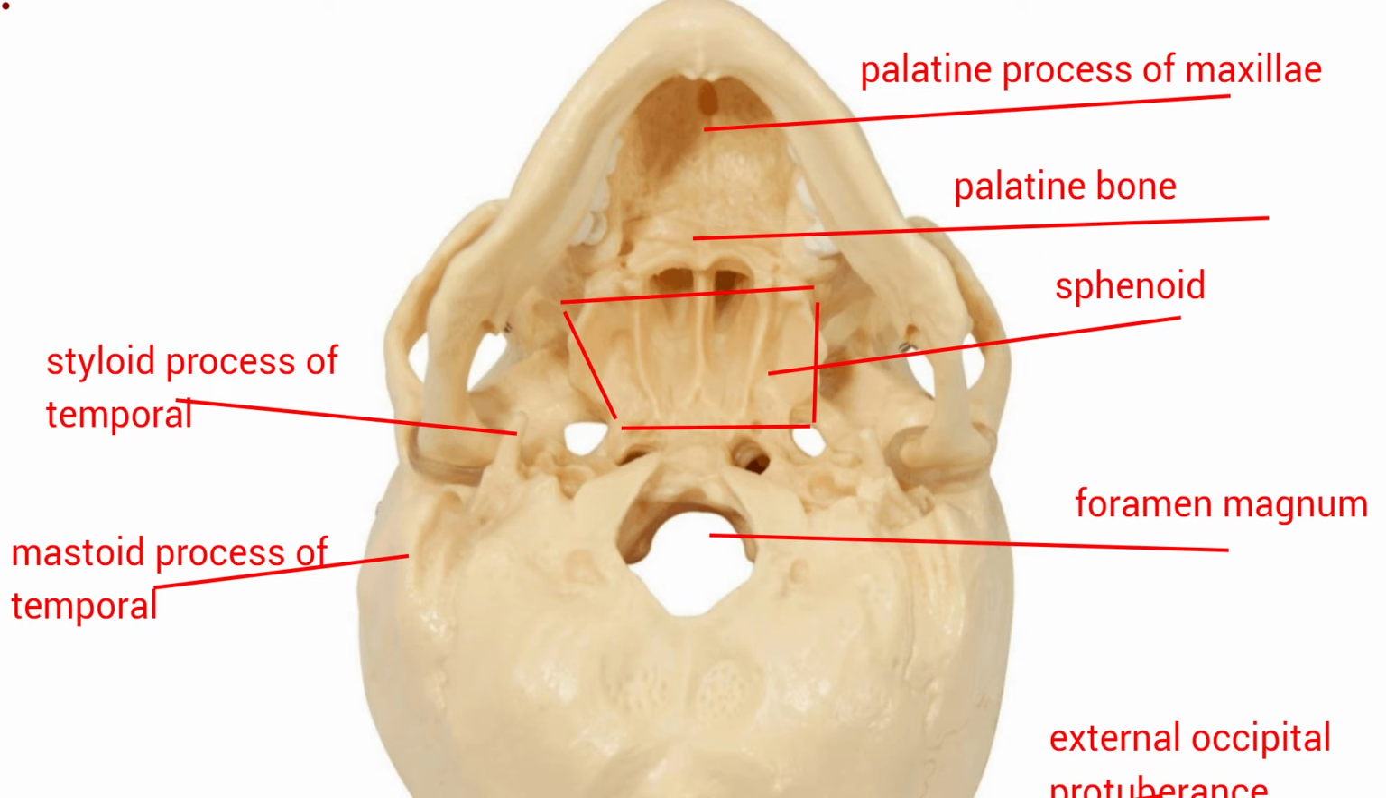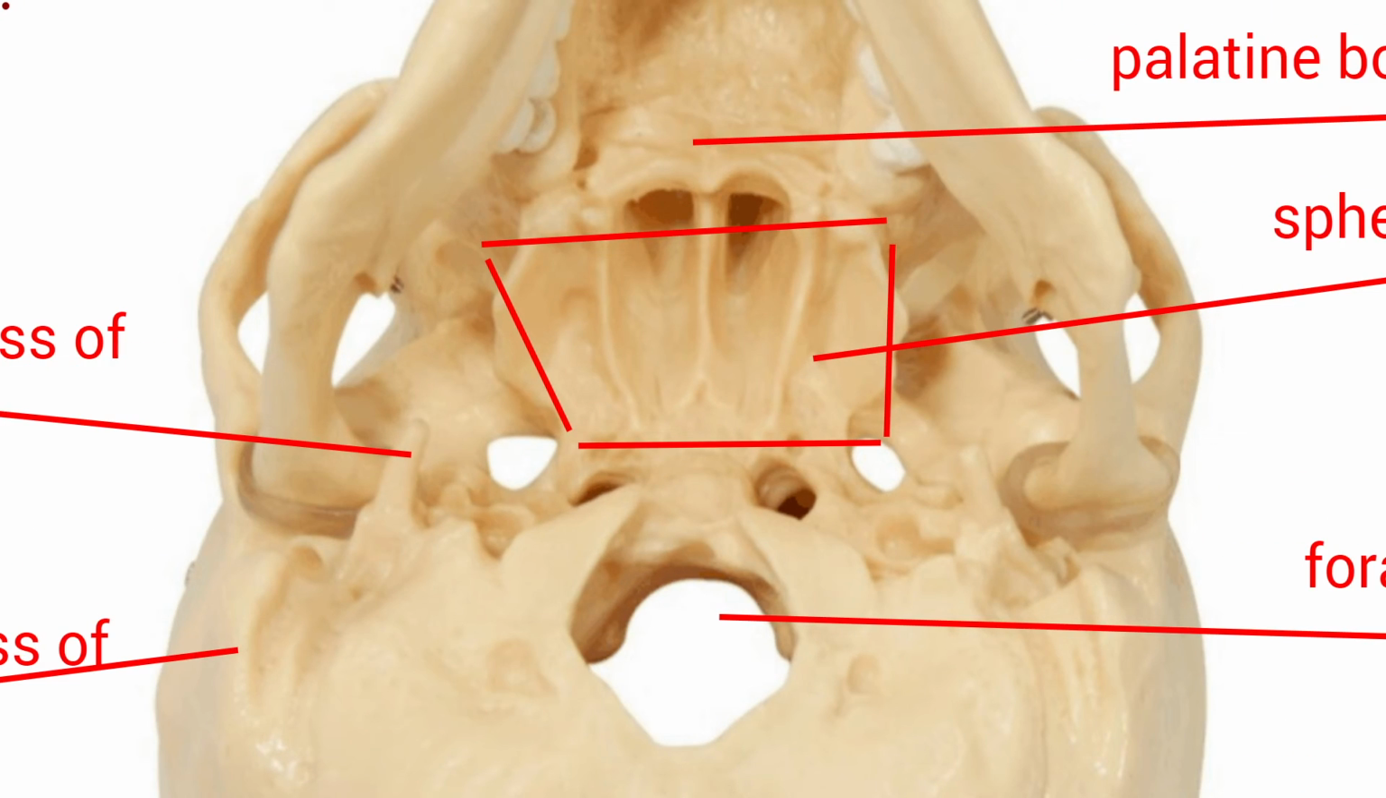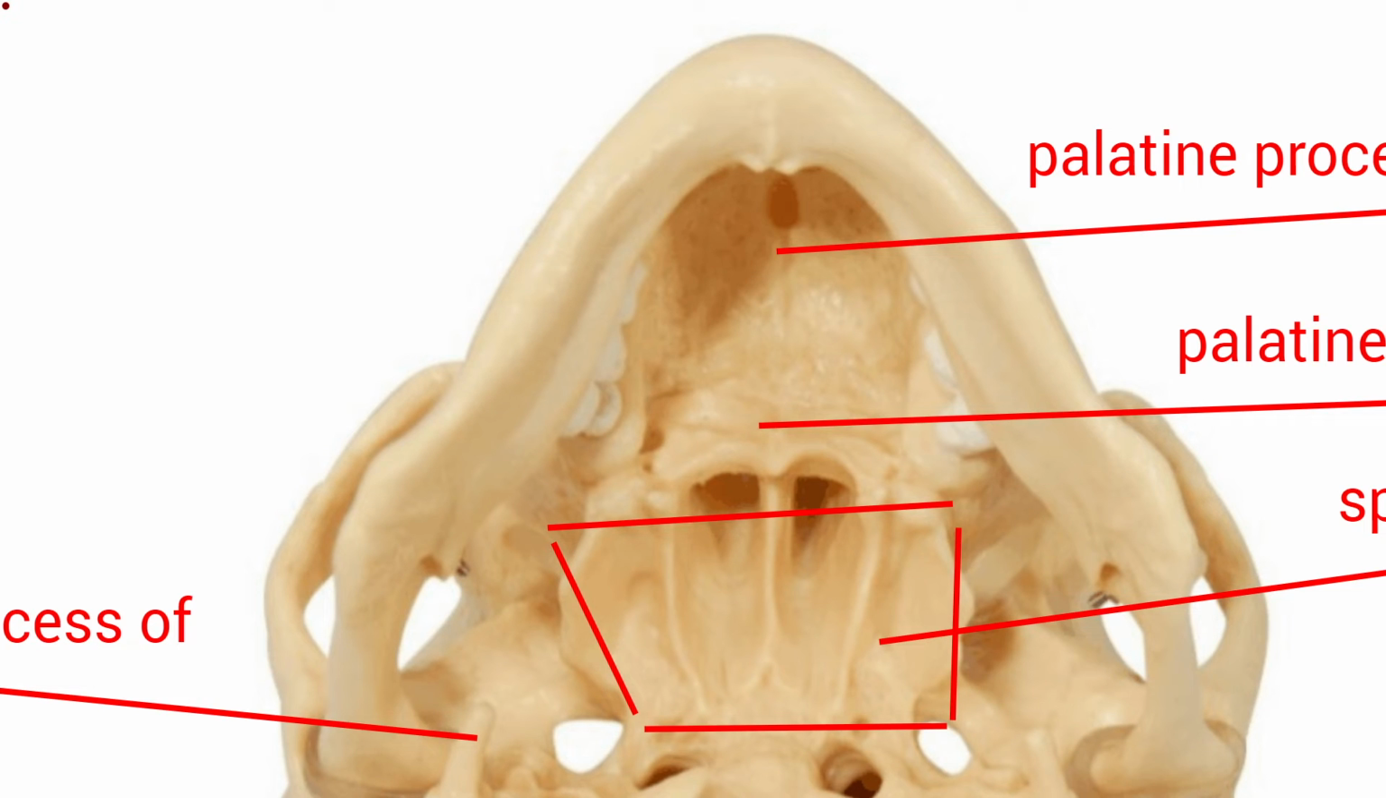Let's zoom in. Okay, so this part of the roof of your mouth is the palatine process of the maxilla. Then the very end of the hard palate is the palatine bone.